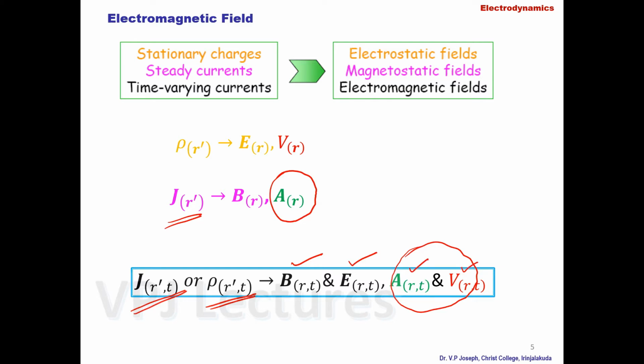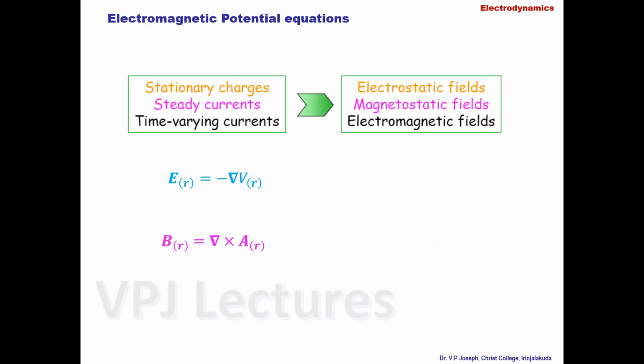So any electrodynamic problem can be considered as a problem to evaluate the electric field and magnetic field at a destination due to a changing source.